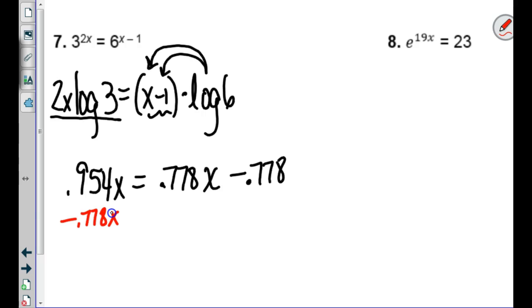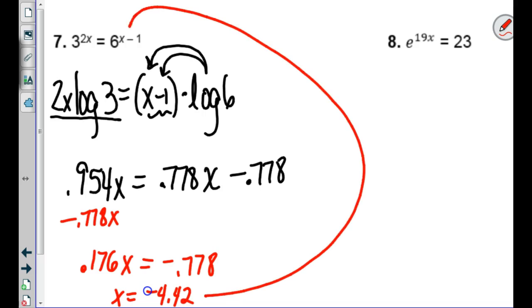My calculator's about dead, so 0.176x equals negative. Can you get a negative? You can't take the log of a negative number, guys. We're going to talk about some more of those in a minute. Can't take the log of a negative number, but is this a log question from the beginning?